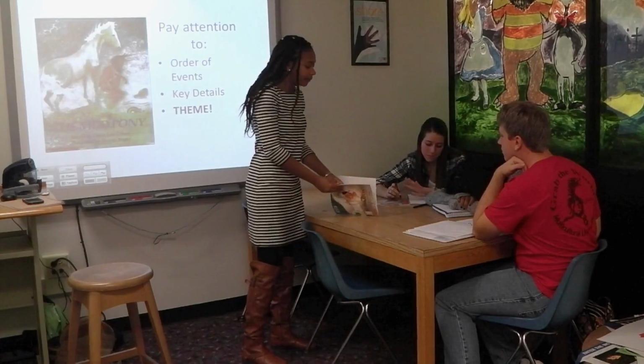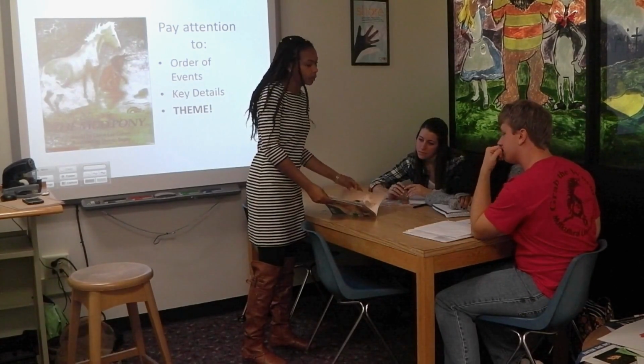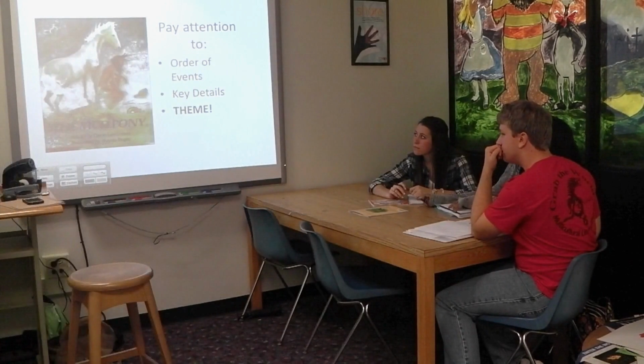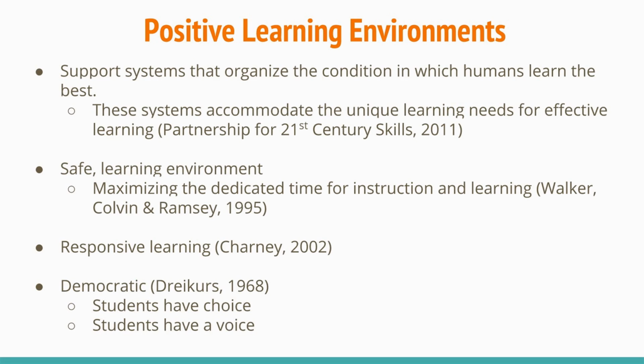Well, okay. I'll just show you guys what the theme is supposed to be. Positive learning environments that demonstrate respect and rapport while supporting and challenging students look like this. They are support systems that organize the conditions in which humans learn the best. These systems accommodate the unique learning needs for effective learning. They also exhibit a safe learning environment, which maximizes the dedicated time for instruction and learning. These classrooms also exhibit responsive learning. These classrooms should also be democratic, where students have a choice and students have a voice.